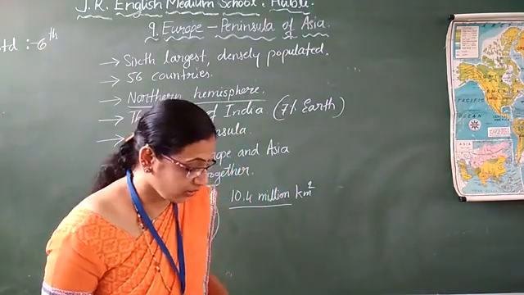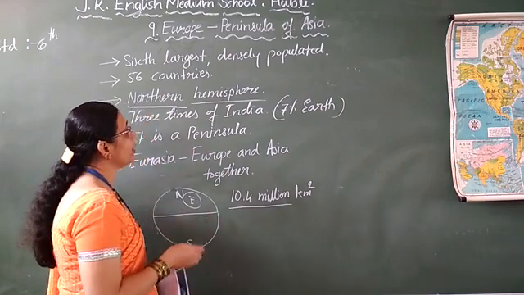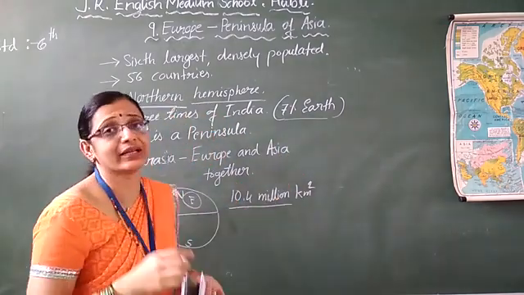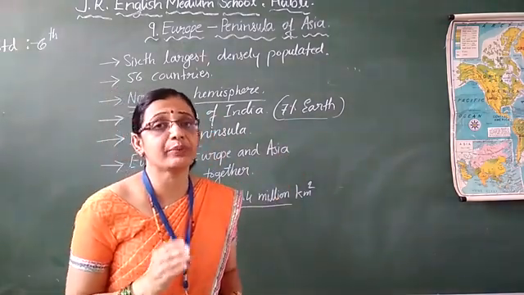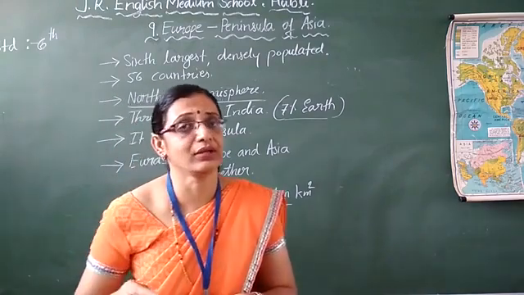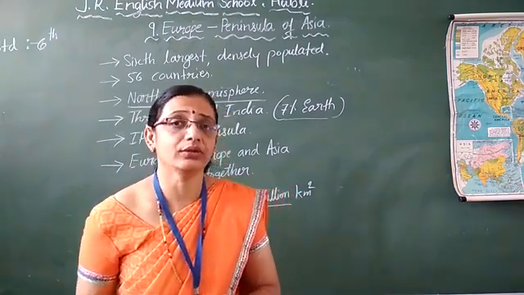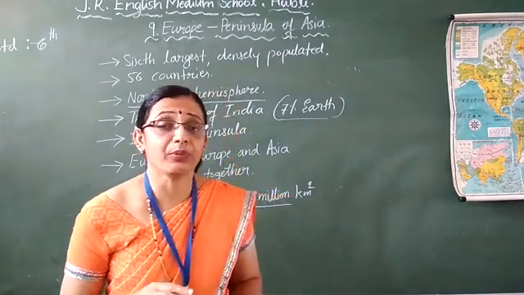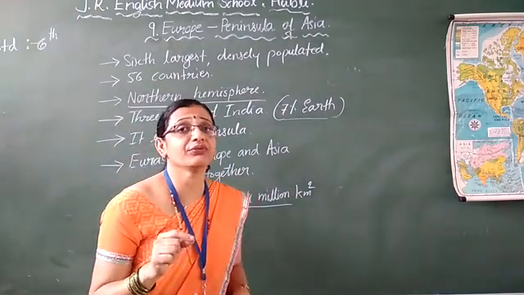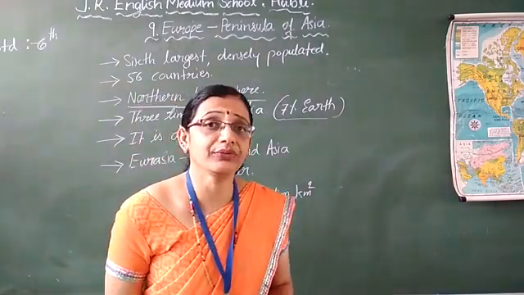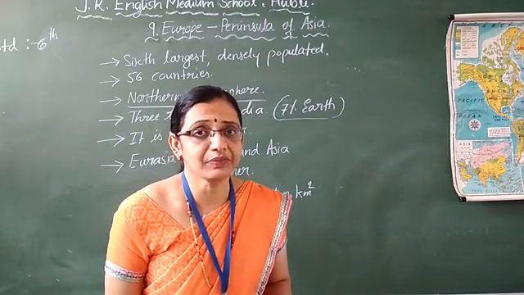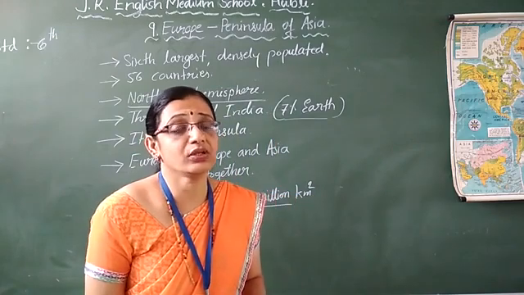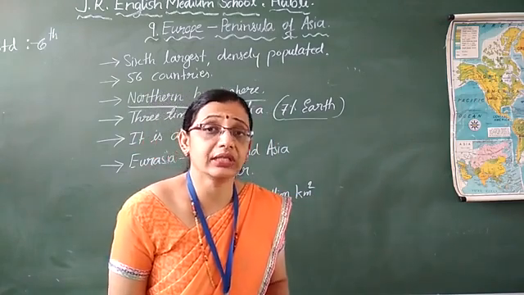And what is the world area? Europe covers 7% of the total earth area. Of the total area available for human beings in the world, 7% is covered by the Europe continent. But its population is 25% of the world population, a quarter of the total population of the world. That means it is thickly populated. Land is 7%, but population is 25%. So it is thickly populated.